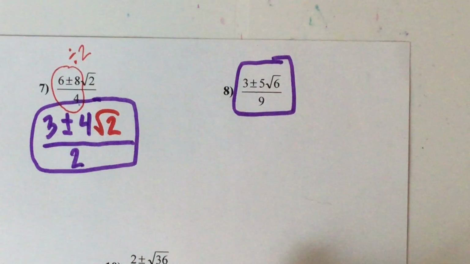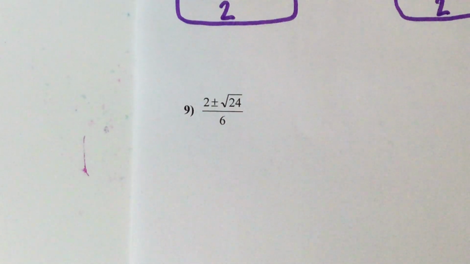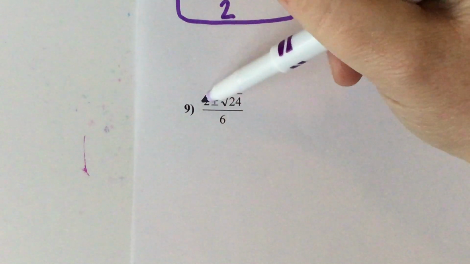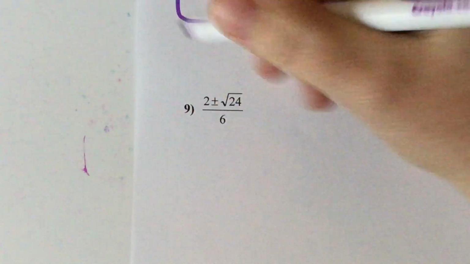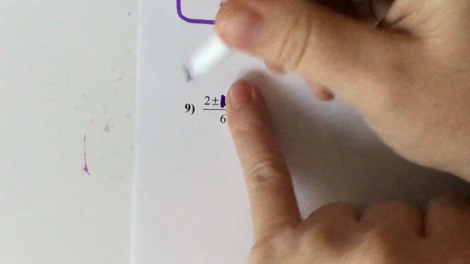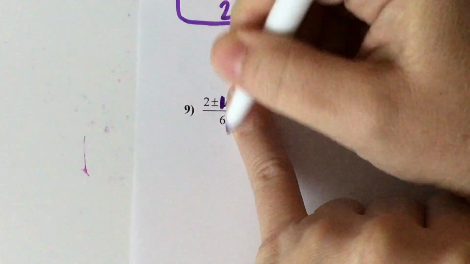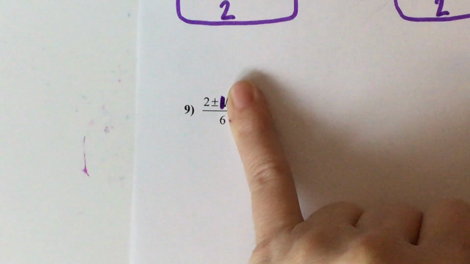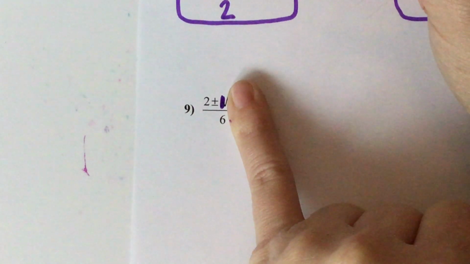Okay, so now, number 9. A big thing I will see from students is they'll automatically try to reduce this to 1/3. But there's a 1 right here that you don't see. And can you divide 2, 1, and 6 all by the same something? Nope. So you're not allowed to do anything with that.